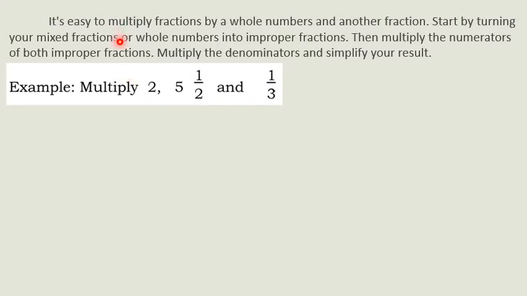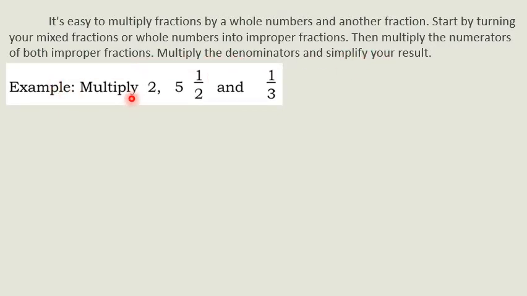Okay, so it is easy to multiply fractions by whole numbers and another fraction. Start by turning your mixed fractions or whole numbers into improper fractions. Yung mix or whole, gagawin natin siyang improper. Pag sinabi natin improper, mas mataas yung numerator kaysa sa denominator. Then, let us multiply the numerators of both improper fractions. Multiply the denominators and simplify your results.